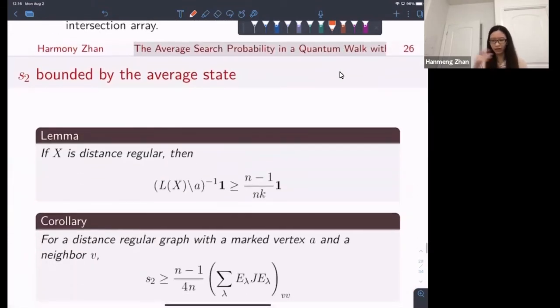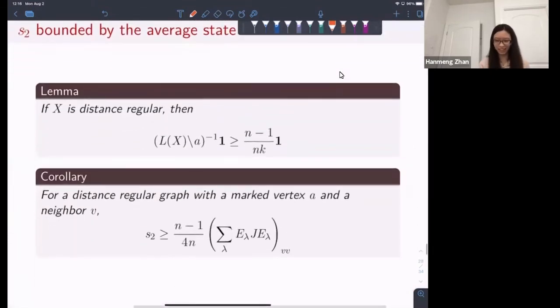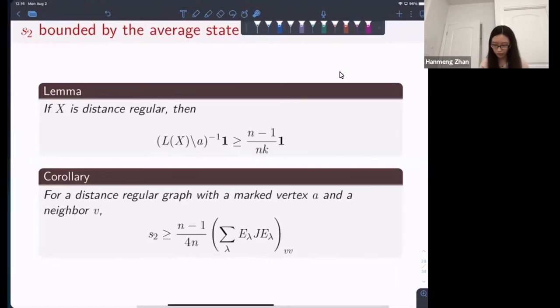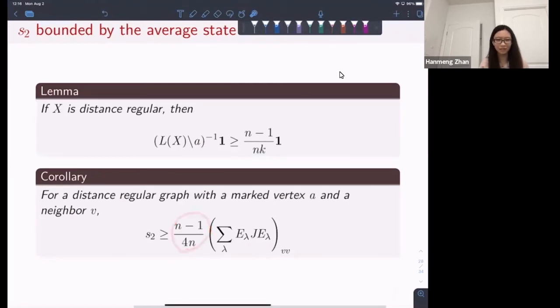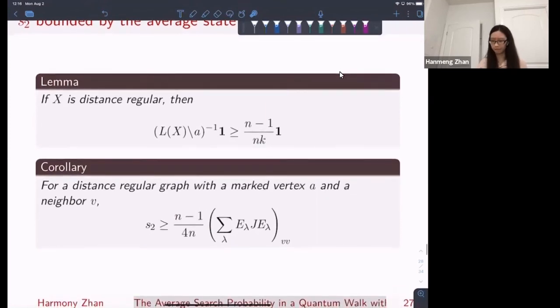Okay, so after some calculation, I have found the minimum entry of this vector, which is (n minus 1) over nk. And again, n is the size of the graph, and k is the degree. And that implies a lower bound on S2, which is this. So as n goes to infinity, this goes to 1/4. That's our target number that we want to show is actually the limit of the average probability. So the question is, does this converge to 1 as n goes to infinity?